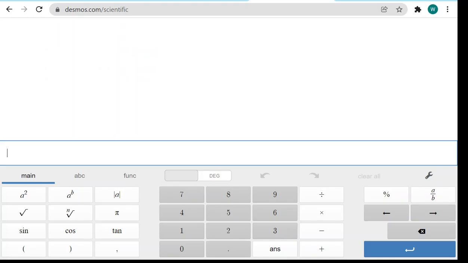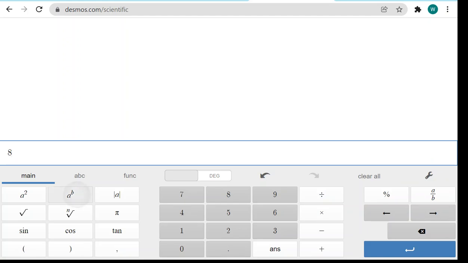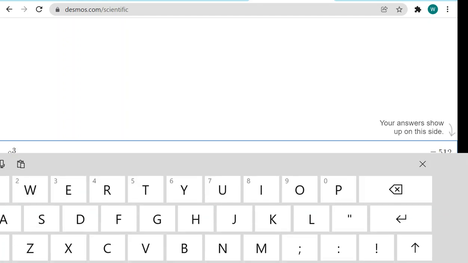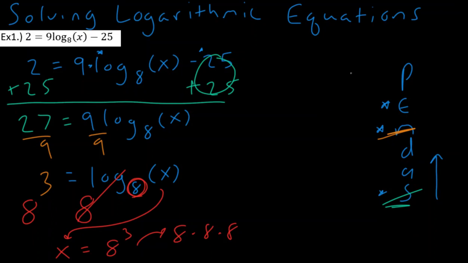Now really that's like saying 8 times 8 times 8, but let's use our Desmos scientific calculator. We can type in 8, and then we'll push this little a to the b, and then type in the 3, and of course you can see the answer is 512. So we can see that x is equal to 512.